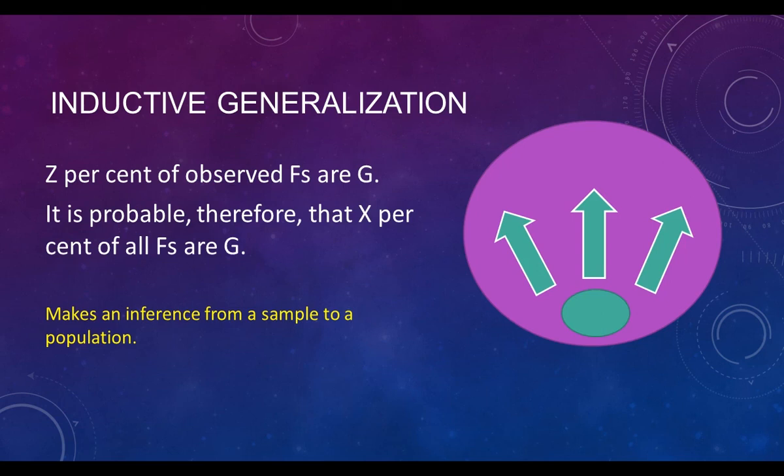So here's inductive generalization, one of the inductive argument patterns that you might see. I think this is the most common one. Z% of observed F's are G. It is probable, therefore, that X% of all F's are G. Okay, so the teal circle is some sample, something that you've observed, right? You've gone out into the world and looked at a few instances, and then you generalize from your sample to some larger population. I take it this is mostly how science works.